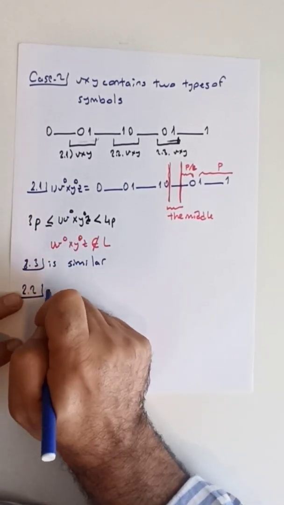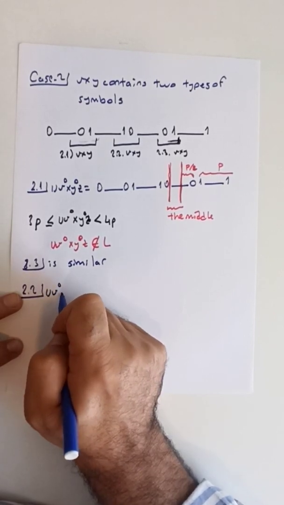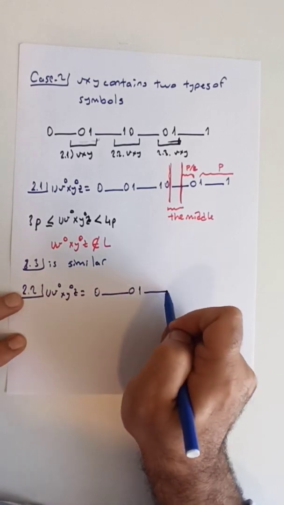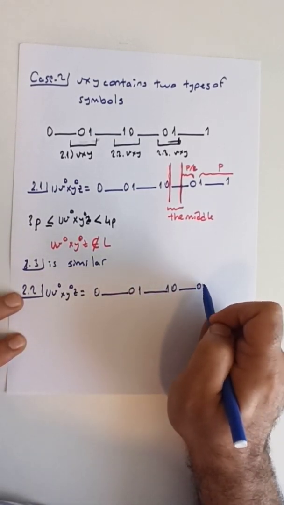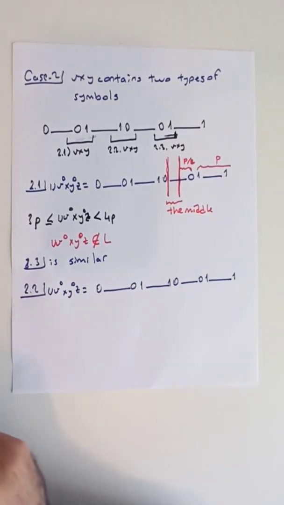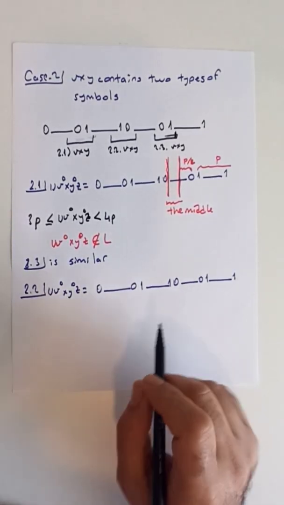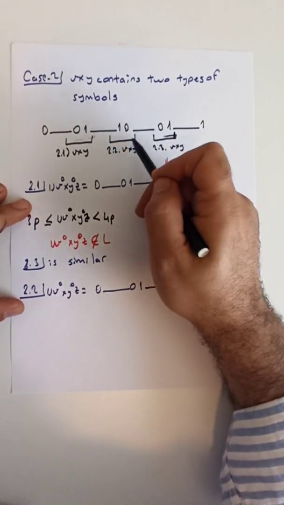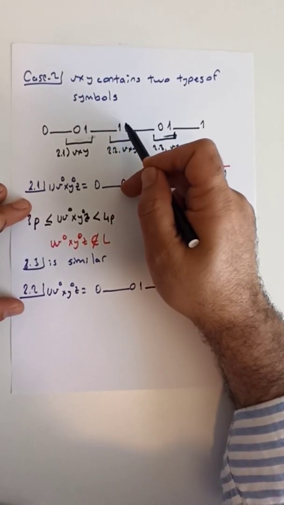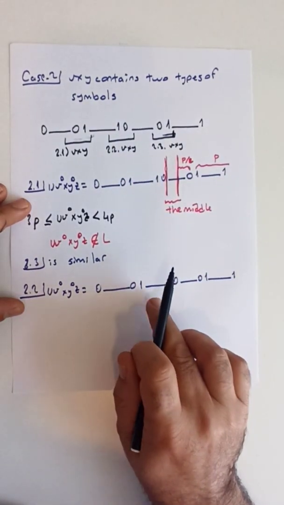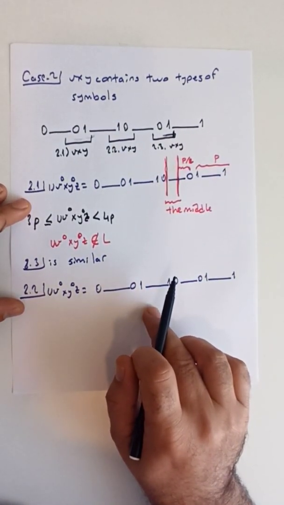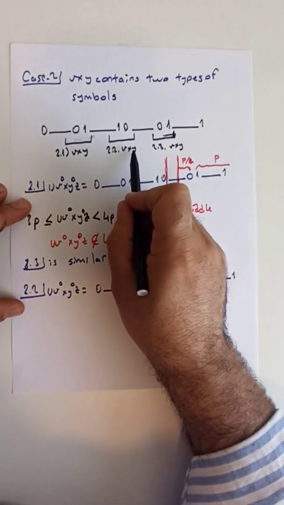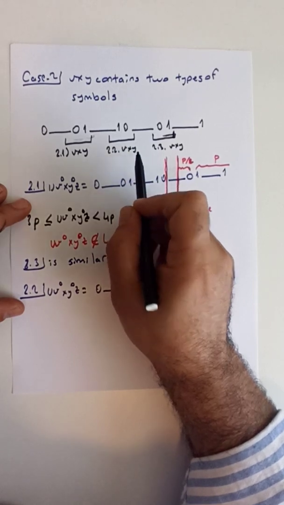So again, let's try to visualize uv^0xy^0z. In this case, we have zeros, ones, zeros, and ones. Remember that this case 2.2 assumes that vxy belongs to this range. Now, in the new string uv^0xy^0z, we definitely know that vy is not epsilon due to the second condition of the pumping lemma.